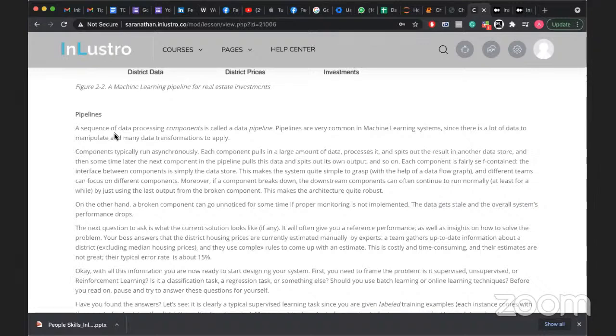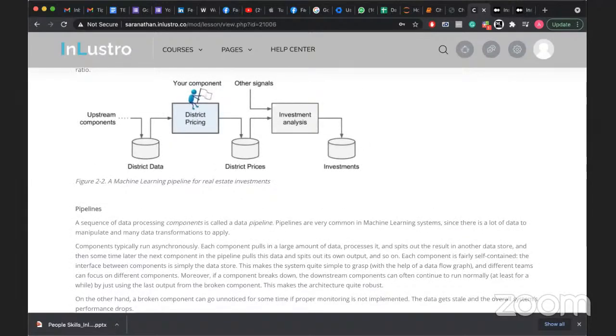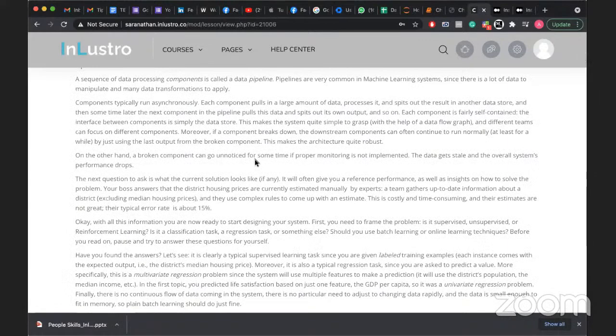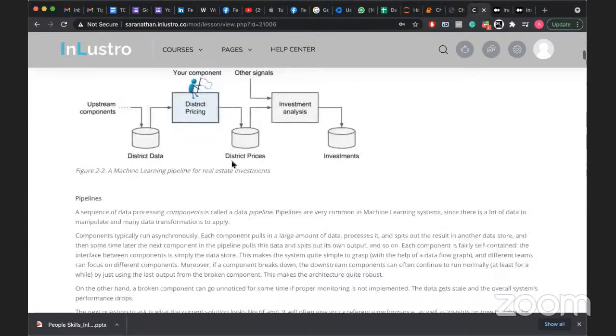So components typically run asynchronously. That is, they run independently. Each component pulls in a large amount of data, processes it, and spits out the result in another data store. That is basically what you see here as a database. Data store is a general term used for a database. So there's a processing which happens here, and it gives out the data to be stored in this database, right? So then sometime later, the next component downstream in the pipeline pulls the data from the data store and spits out its own output, right? So that's what is happening here.